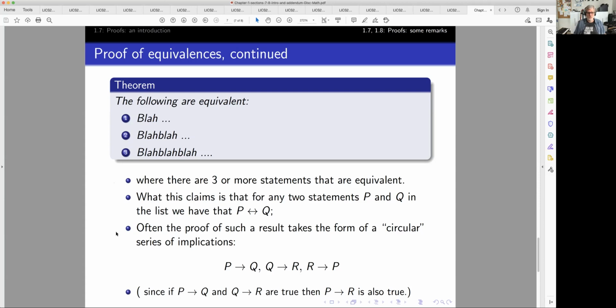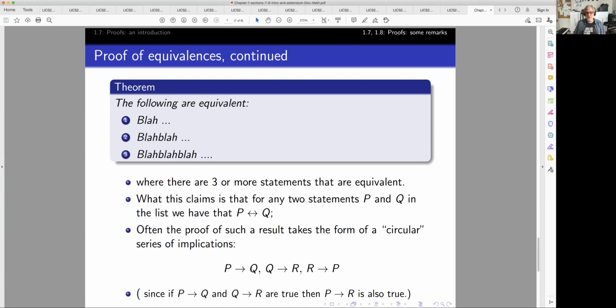So let's say these are P, Q, and R. You're trying to show that P if and only if Q, Q if and only if R, R if and only if P. But all you have to do is this: show, for example, if P then Q, if Q then R, and then if R then P. Because this thing is transitive, because if P then Q and if Q then R, then you get if P then R, right? So you're going to get every single direction because you're going in a circle like that, okay? So this is a very, very standard way of doing this. So if you have more than 2 equivalent statements, you go in a circle, right? That's the shortest way of doing this.